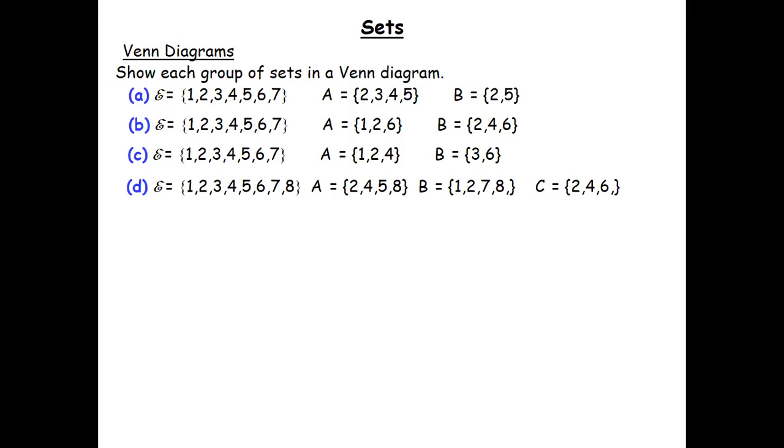So the universal set in question A is 1, 2, 3, 4, 5, 6, 7. And set A is 2, 3, 4, 5. And set B is 2 and 5. So you need to draw the rectangle with the big fancy letter E on the outside. Then draw the 2 circles for A and B. And if A and B share the same element, if there's something that's common for both of them, you need to show that in the overlap, in the intersection part. Okay, so do questions A, B, C, and D for the next lesson, and we'll go through it.